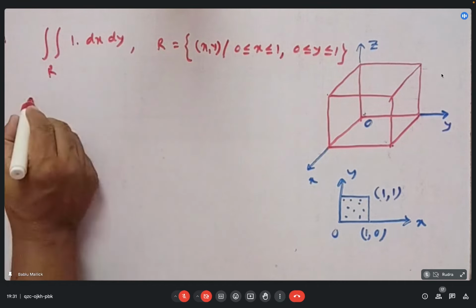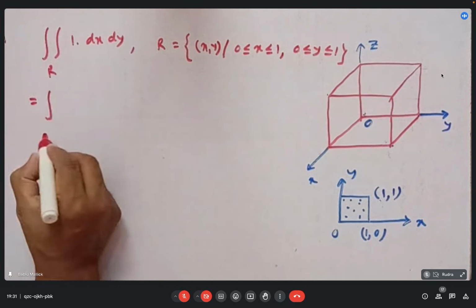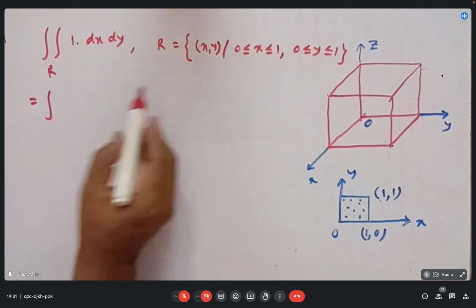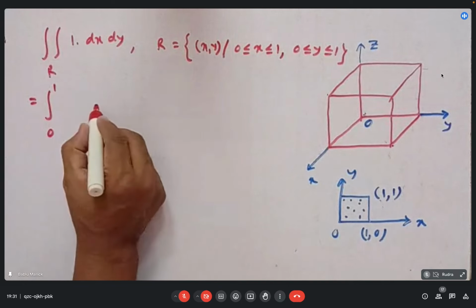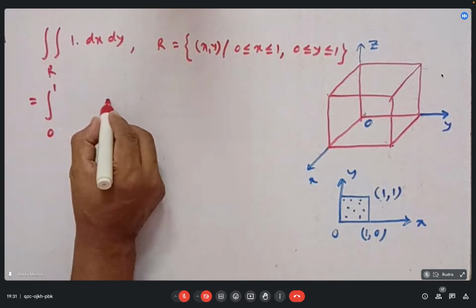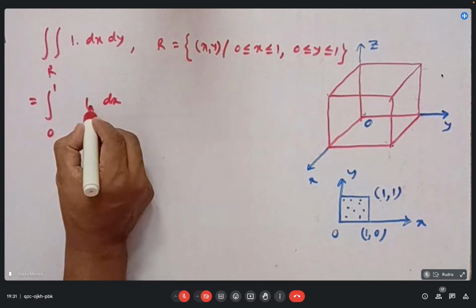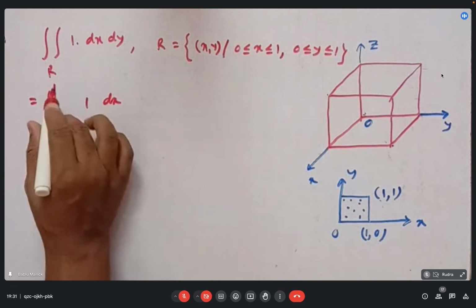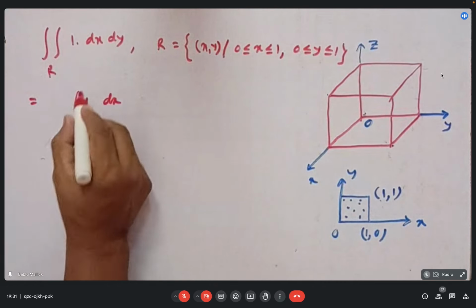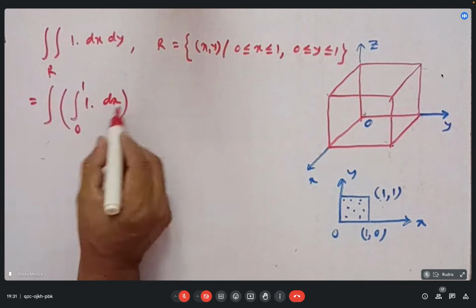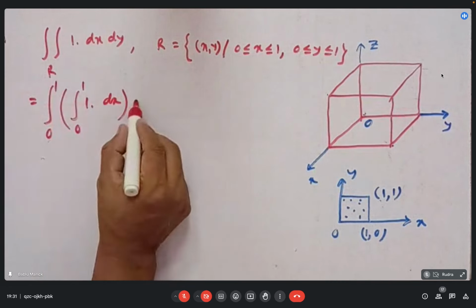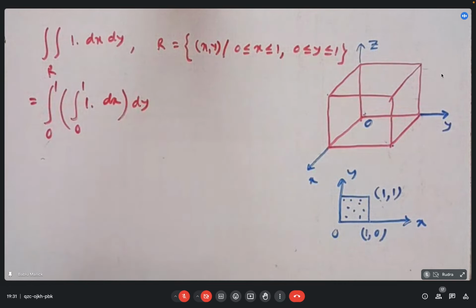So this is equal to the integration, limit of x is 0 to 1, this dx. We shall integrate with respect to x first, and then with respect to y, limit of y is also 0 to 1, this dy. Now just integrate, you will get the result.